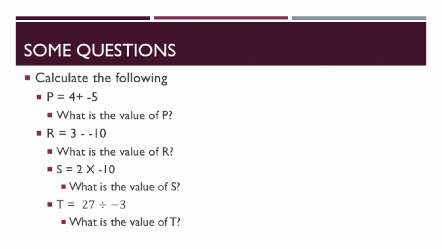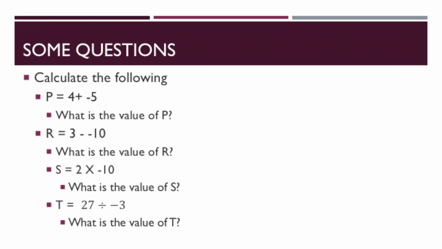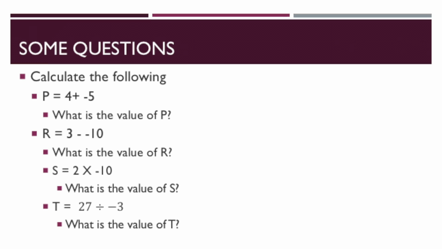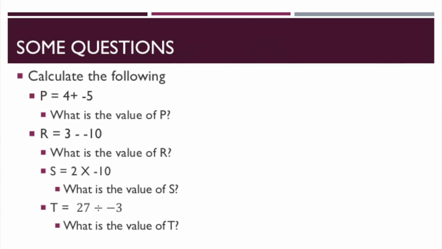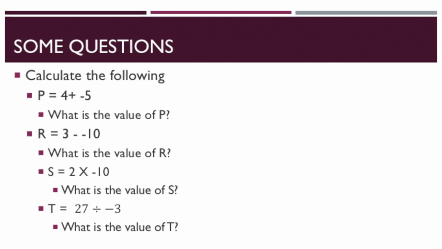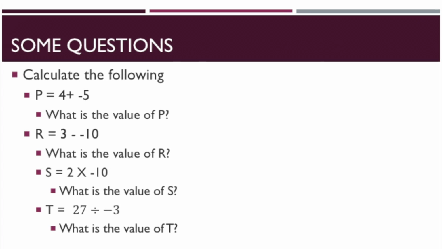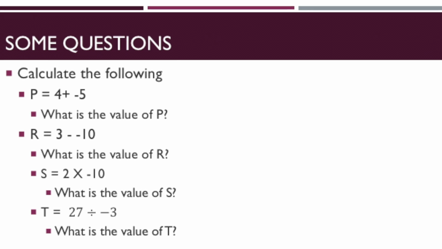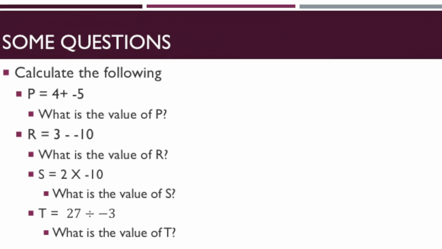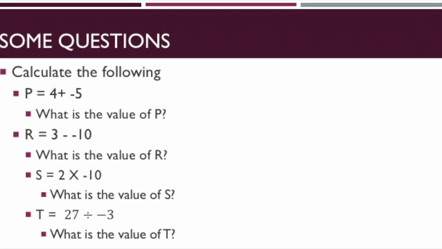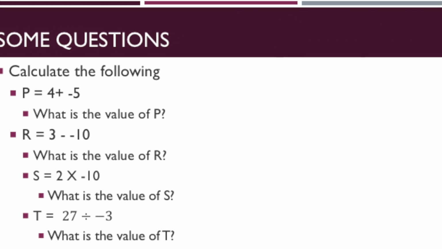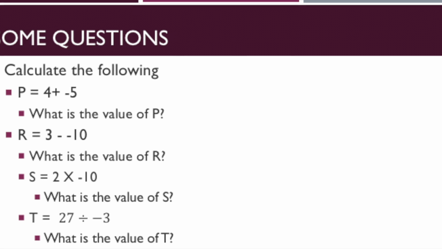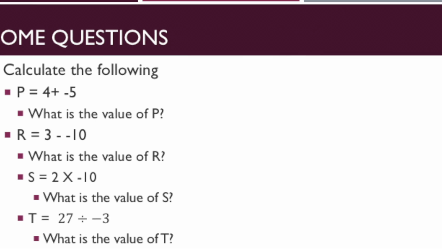So let's go through some quick examples. Calculate the following. P equals 4 plus negative 5. What is the value of P? R equals 3 minus negative 10. What is the value of R? S equals 2 times negative 10. What is the value of S? And T equals 27 divided by negative 3. What is the value of T? Go ahead and hit pause, answer these 4 questions, and then proceed on and we'll give you the answers.